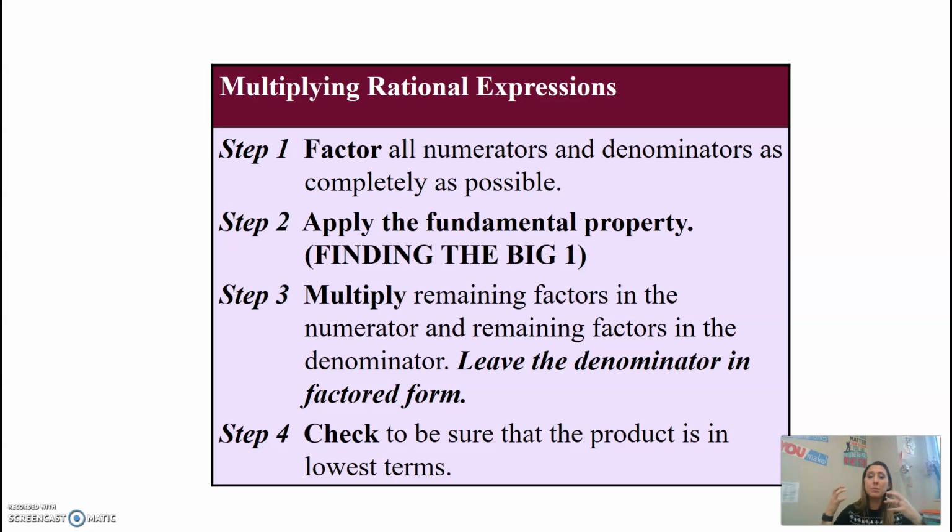And then you want to multiply those remaining factors in the numerator and the remaining factors in the denominator. And then you want to leave that denominator in factored form. So you don't need to distribute or anything in the denominator. Just leave them in factored form. And then check your answer and make sure that the product is in the lowest terms. So this is as far as we got today. Go ahead and get this in your notes, hit pause.